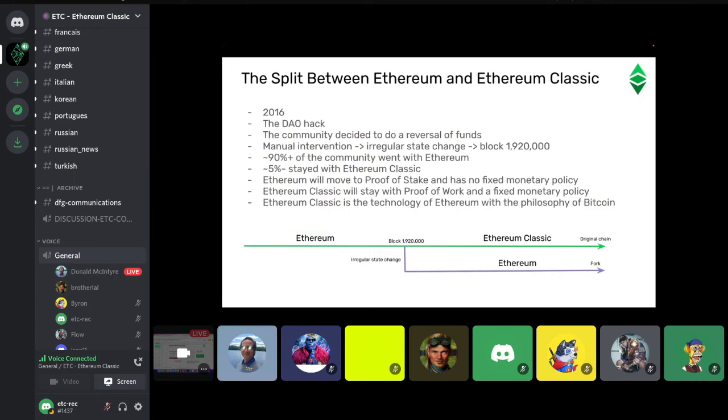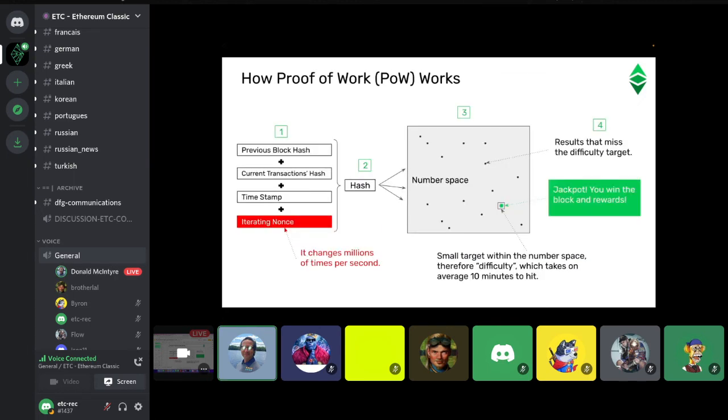Okay, does anybody have questions about proof of work and these comparisons and how it works, etc.?